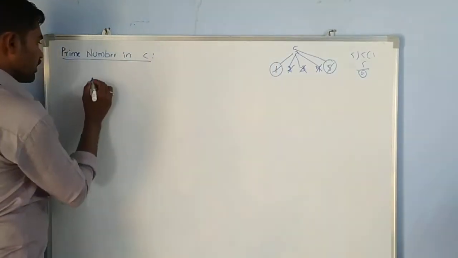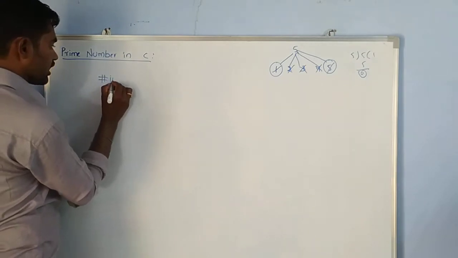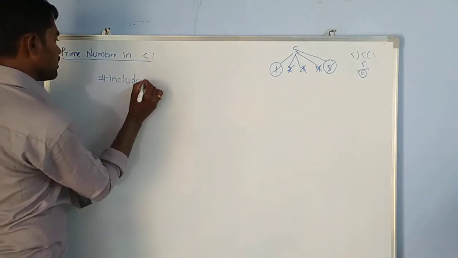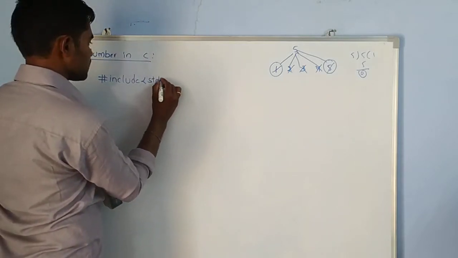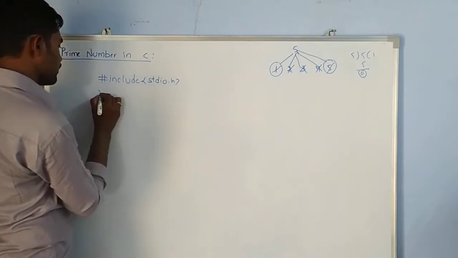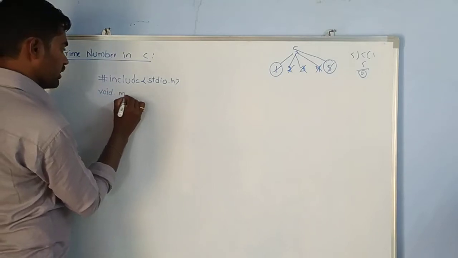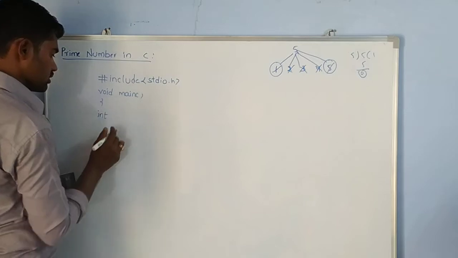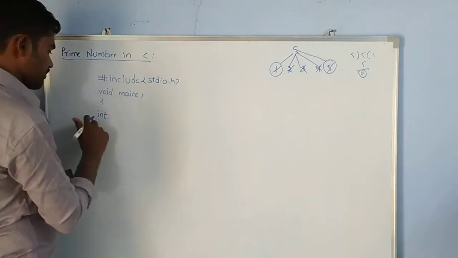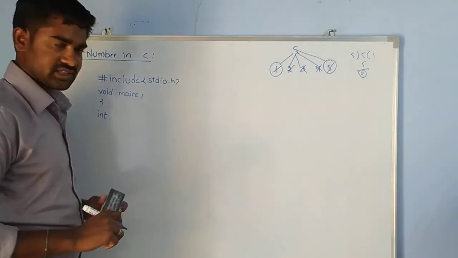Here we are writing the header files. What header files do we require here? Just standard input output is required, stdio.h. Then start with the main function, void main. Then declare the variables. I am taking integer number, so I am using the integer data type.